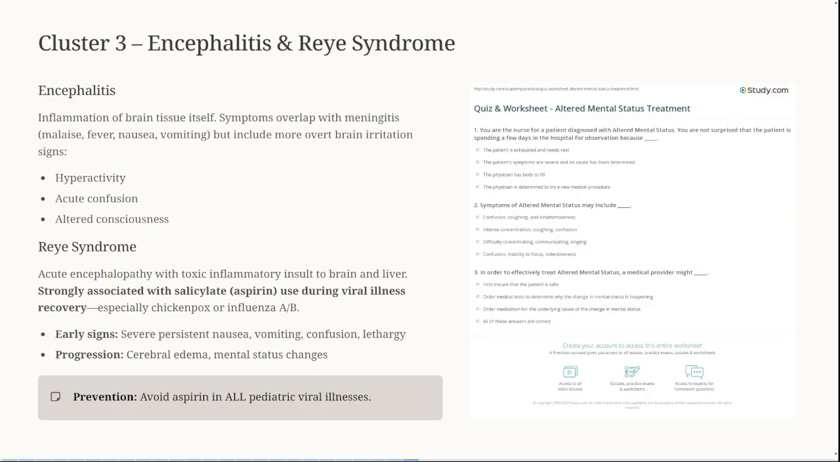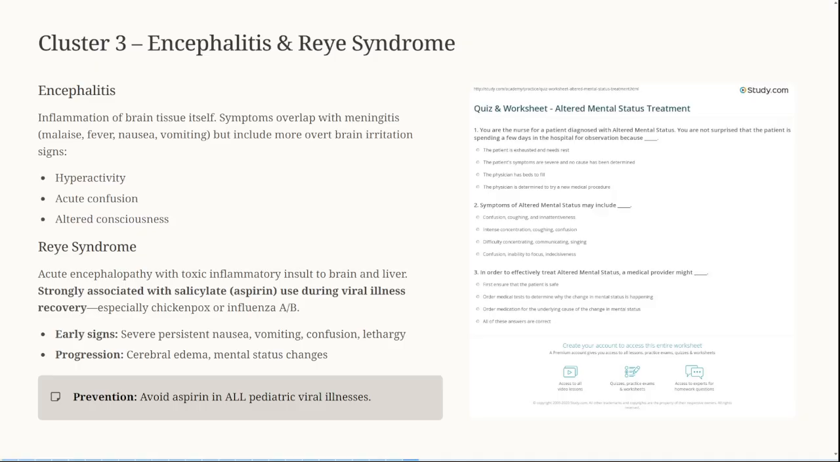Now, let's talk about Reye syndrome again. We touched on it earlier. It's an acute encephalopathy. It's a severe, toxic inflammatory insult to both the brain and the liver. And the association with salicylate or aspirin used during recovery from viral illnesses, especially chickenpox or influenza A or B, is so strong that we just avoid aspirin in pediatrics. What are the early signs we need to watch for? The early signs are crucial. Severe, persistent nausea and vomiting, followed rapidly by confusion, lethargy, and progressive mental status changes, all due to cerebral edema. It demands immediate supportive care to manage that ICP.